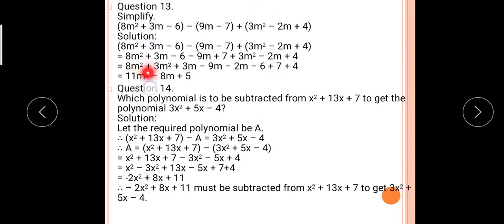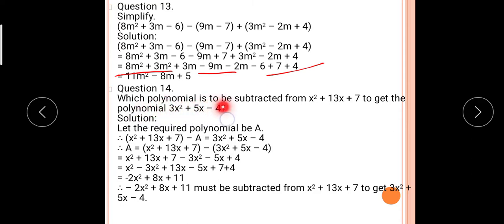so 8m square plus 3m square, take the terms at one place. See here, same it is here also, and then add and subtract. So 8m square plus 3m square is 11m square. 3m minus 9m minus 2m is minus 8m, and minus 6 plus 7 plus 4 is plus 5. Always remember, when you are doing subtraction and addition, see the sign, it is very important. So the answer is very easy.